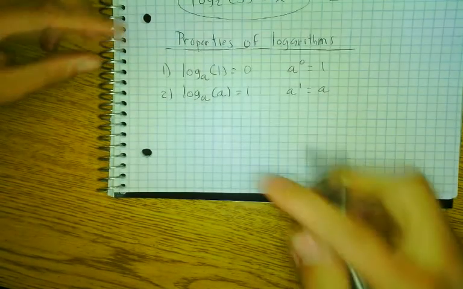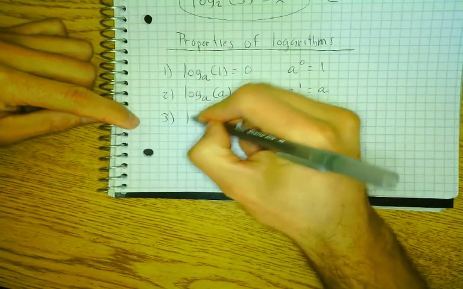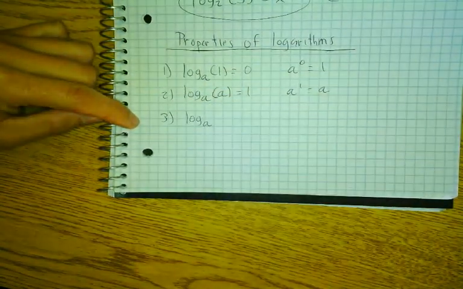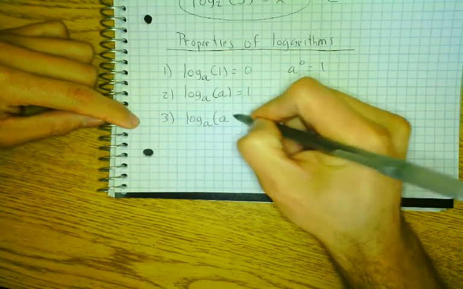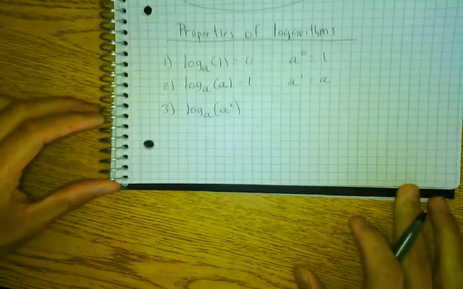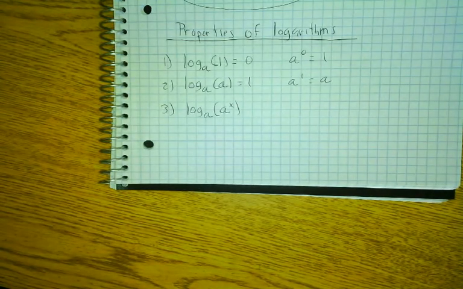Fair enough? Okay. Third property, logarithm base a of a to the power of x, and what I want you to notice is that the power is inside the logarithm. What do you think that's equal to? I'm sorry?